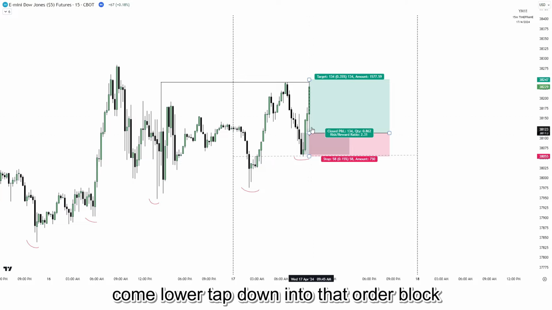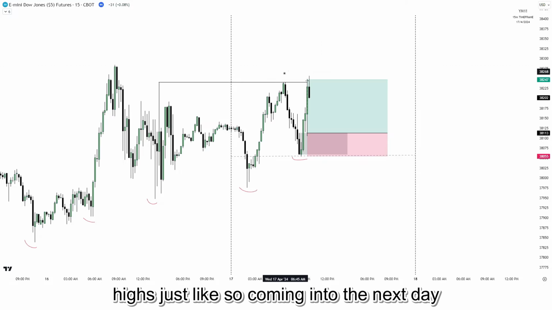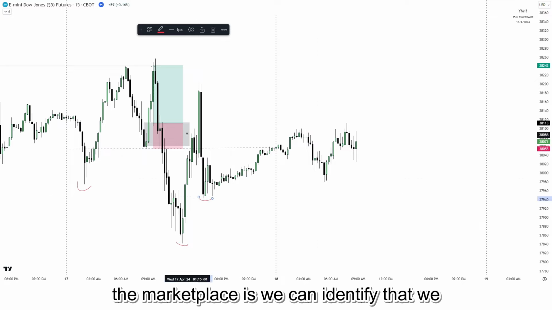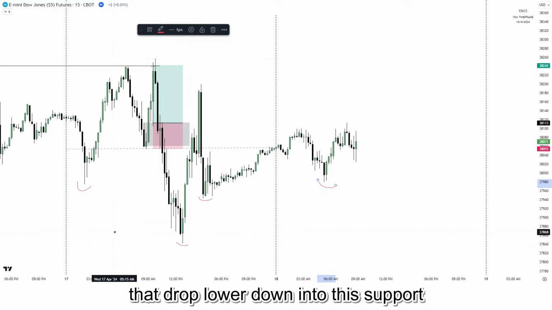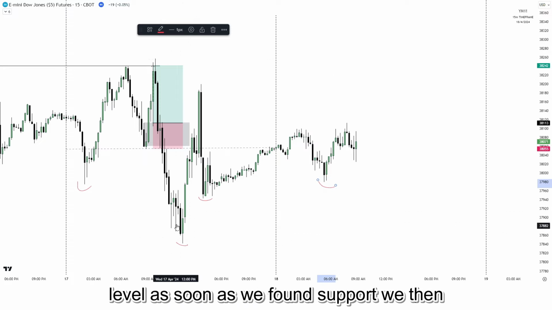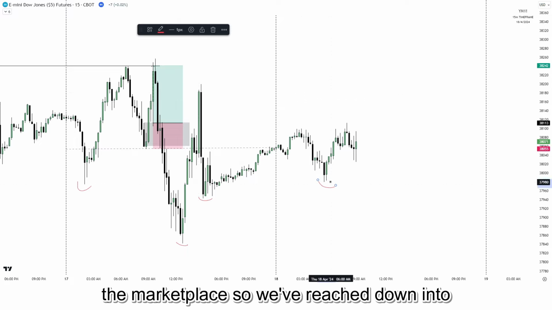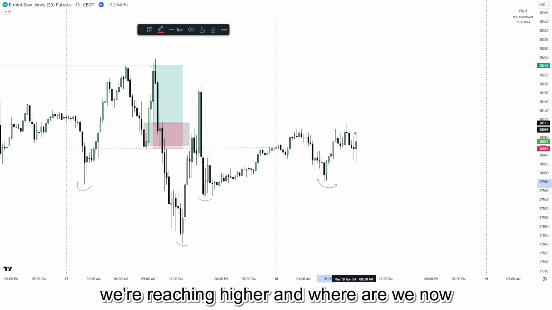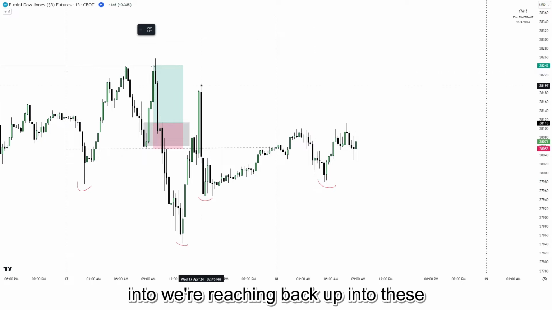Come lower, tap down into that order block level, and then reach up into those equal highs, just like so. Coming into the next day here, the first thing we can identify inside of the marketplace is that we have been in an overall uptrend. So we've seen that drop lower down into this support level. As soon as we found support, we then saw this reversal to the upside. So we've reached down into a support level, found that support, and now we're reaching higher. And where are we now reaching back up into? We're reaching back up into these highs.